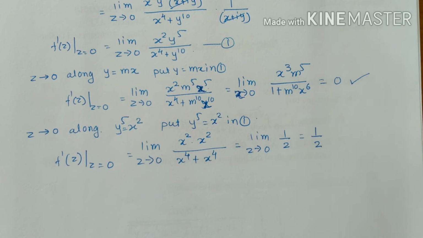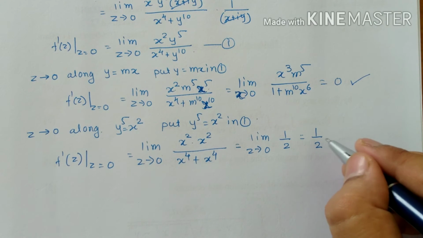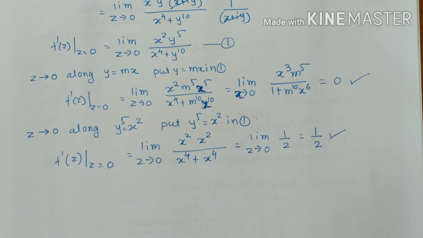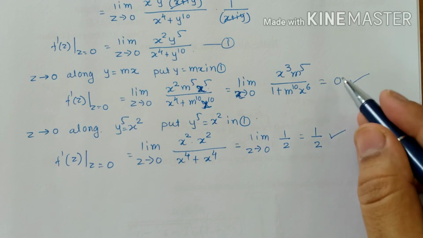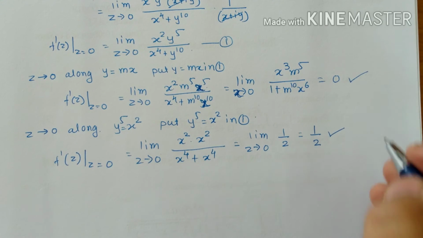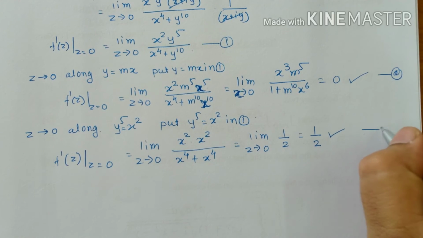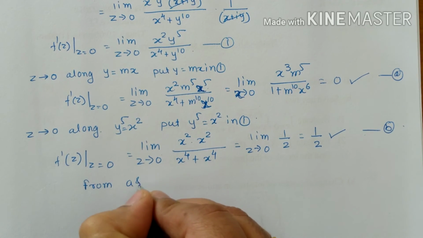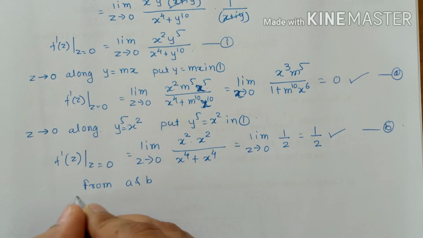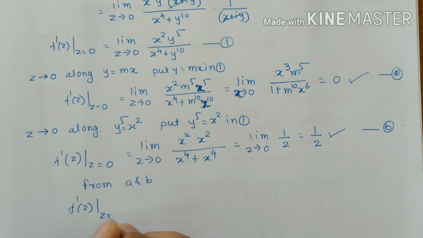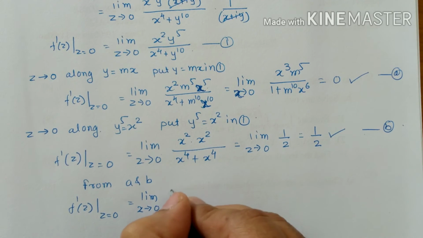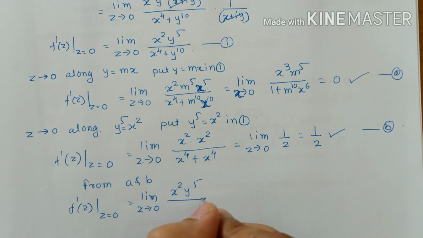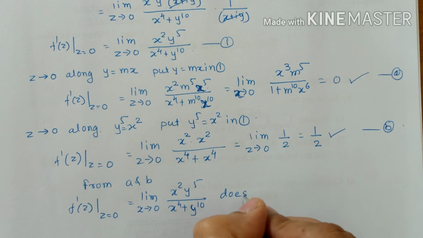See, along the straight line we get 0. Along the curve y raised to 5 is equal to x square, we get 1 by 2. That means these limiting values are different. So I call this A, this B. Therefore from A and B, f dash of z at z is equal to 0, which is the limit as z tends to 0 of x square y raised to 5 upon x raised to 4 plus y raised to 10, does not exist.